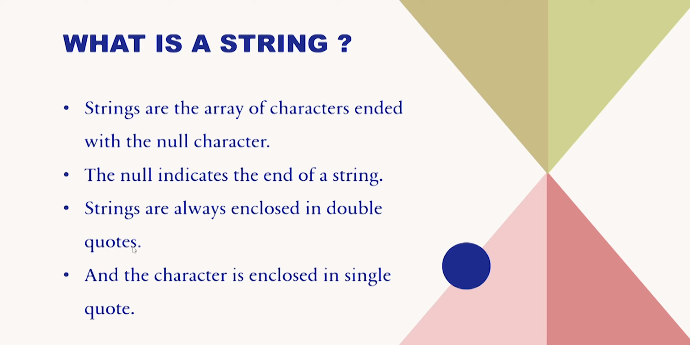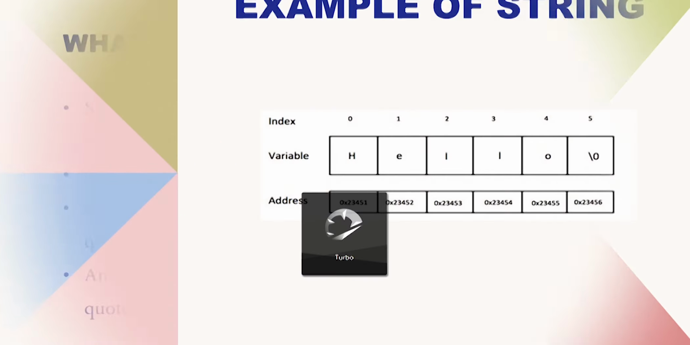Strings are always enclosed in double quotes. So while declaring a string, you have to include the group of characters inside double quotes, which says it is a string. And a character is enclosed in single quotes. As I said, a character is nothing but a single letter, so if you want to declare a character, you have to enclose it with single quotes.